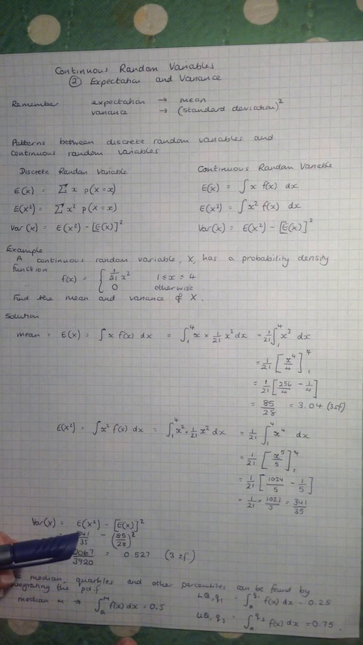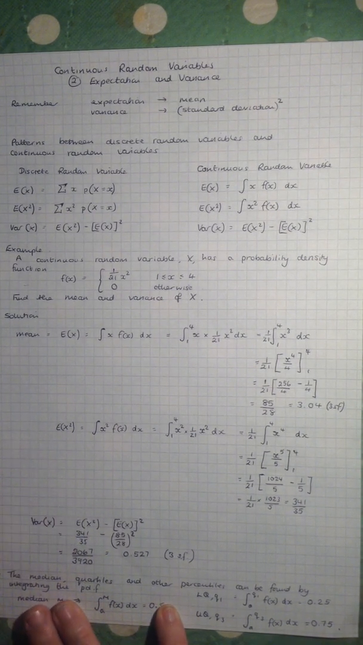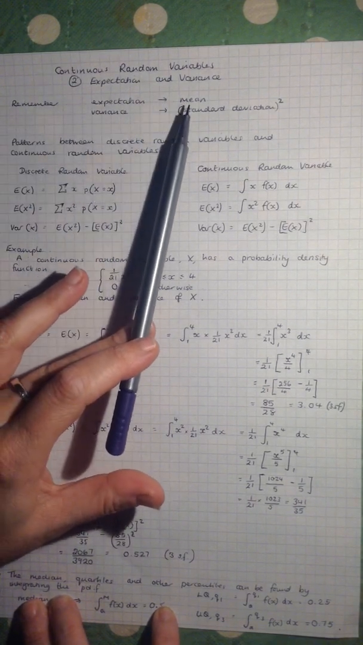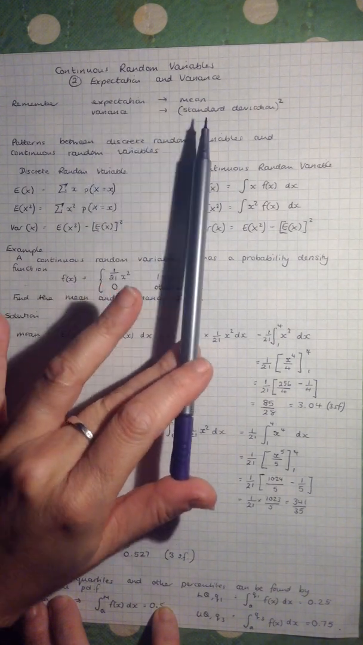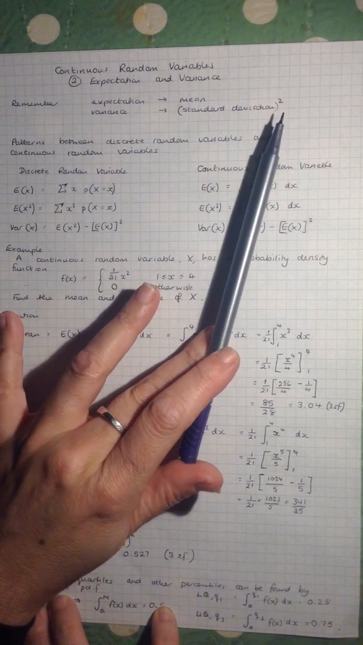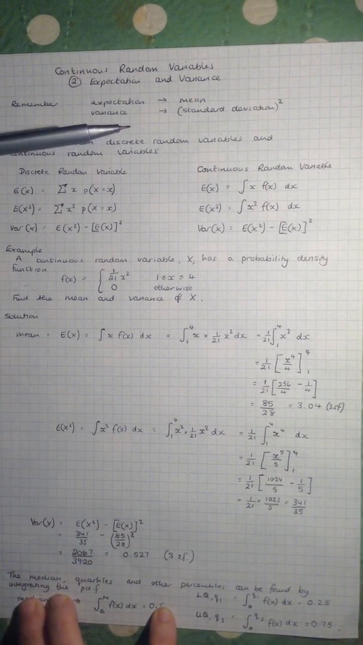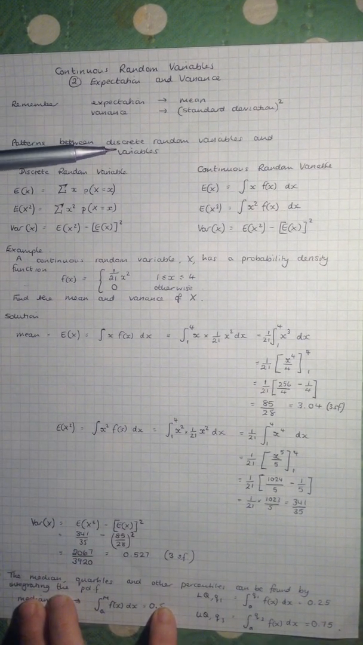Continuous random variables continues in this section to look at expectation and variance. Remember that expectation is just the mean and the variance is the standard deviation squared. Again, we have patterns between our discrete random variables and our continuous random variables.